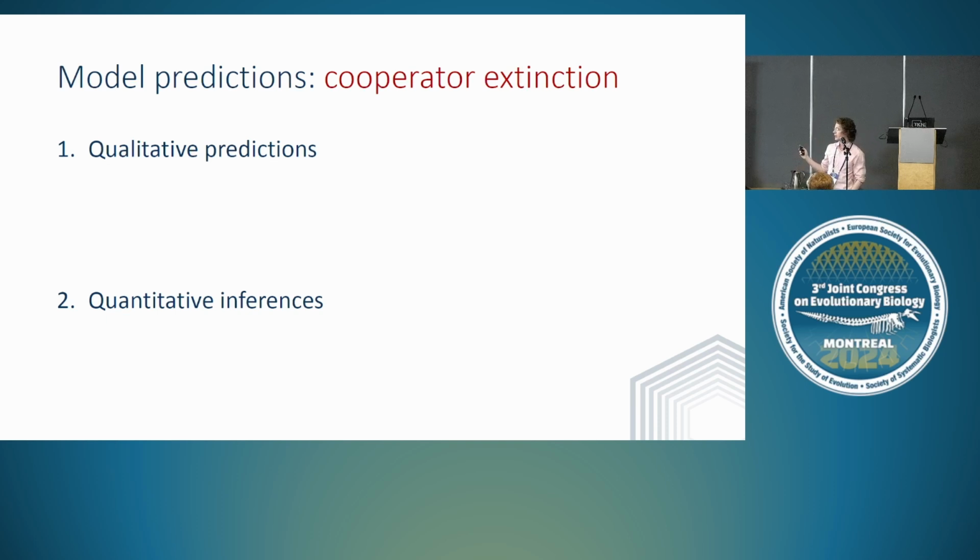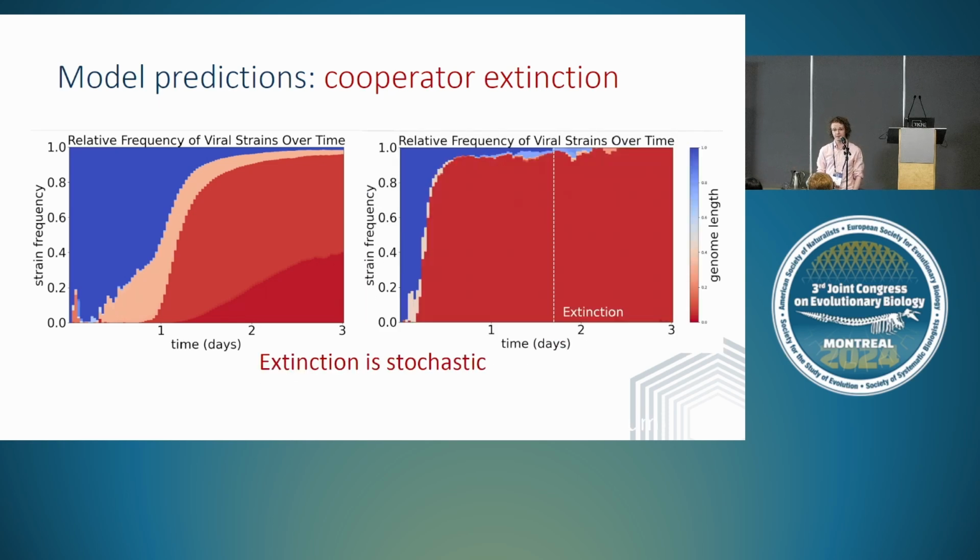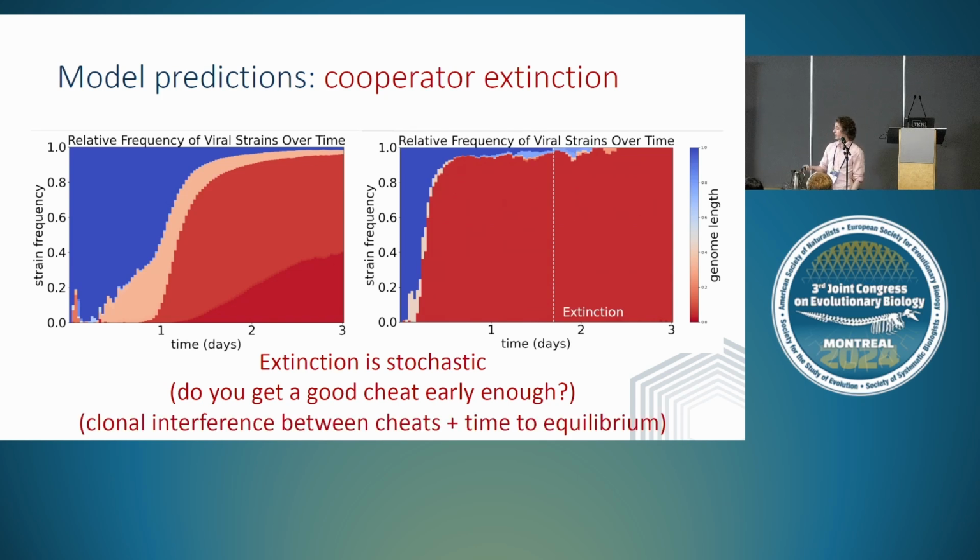The key to this is I've just shown you a plot with a particular advantage of cheating, where the cheats invade, the cooperators persist, but the cheats are abundant within the population. If we rerun the same parameter values and the same initial conditions, we sometimes get extinction. It's a stochastic model. And the question seems to be, do you get a cheat that's good enough, early enough in the infection for us to see extinction within the 3 days? I think partly what's happening here is you're getting clonal interference between the different cheat genotypes early on.